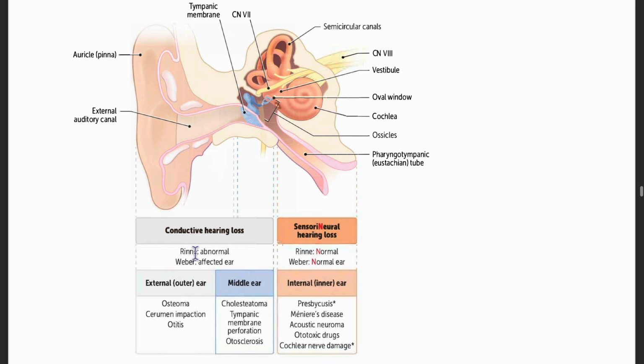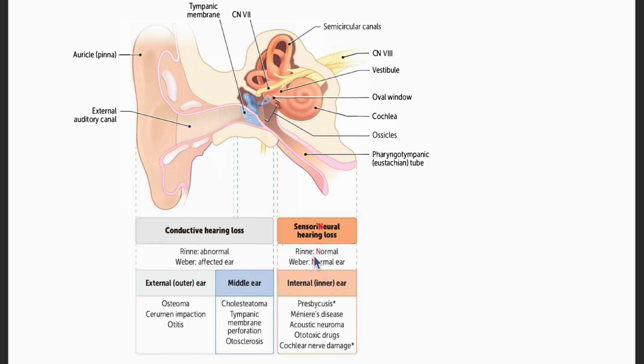Conductive hearing loss. Rinne is going to be abnormal. Weber lateralizes to the affected ear. Because it's conductive, it will go towards the affected ear because the buffering of the air conduction is not there, so it will be better picked up by the bone. That's why it goes to the affected ear. External ear, outer ear: osteoma, cerumen impaction, and otitis can happen here. In the middle ear, you can have cholesteatoma, tympanic membrane perforation, or otosclerosis. All of this is going to cause conductive hearing loss.